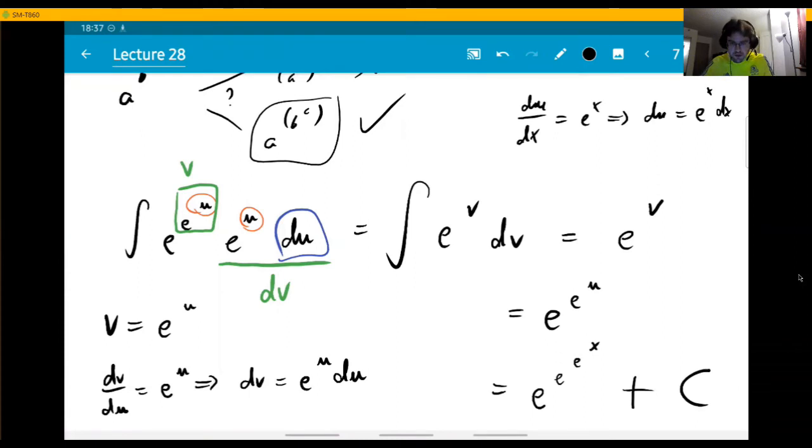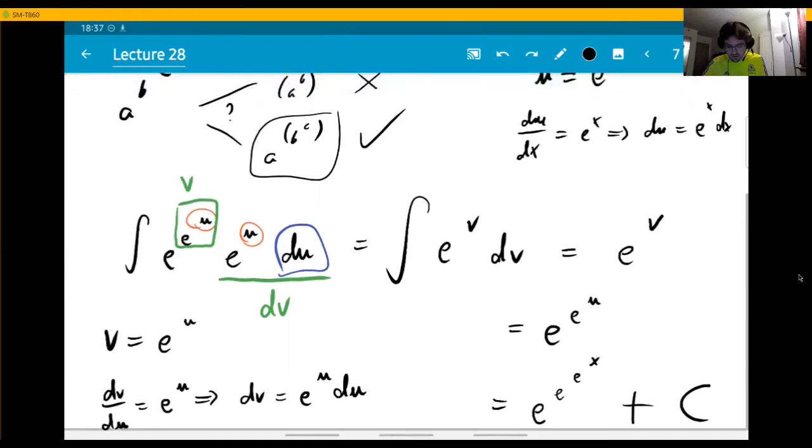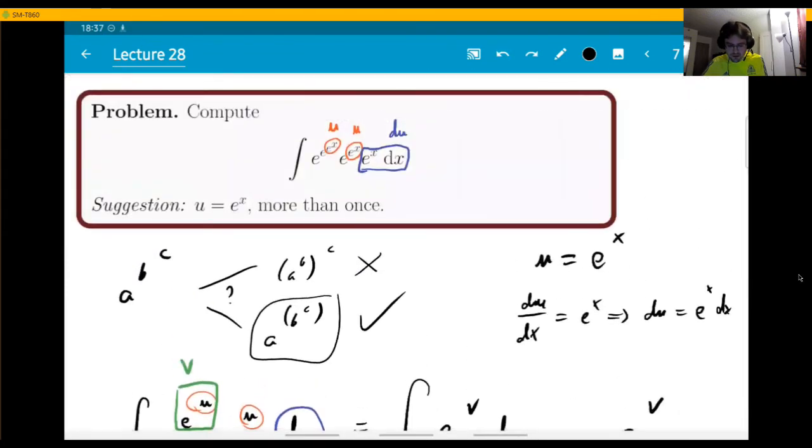To check that this is correct, you take this function that you just found, e to the e to the e to the x, and calculate a derivative. Because of repeated chain rule, you're actually going to get the original function that appears in the integral. So you can check that this is right.